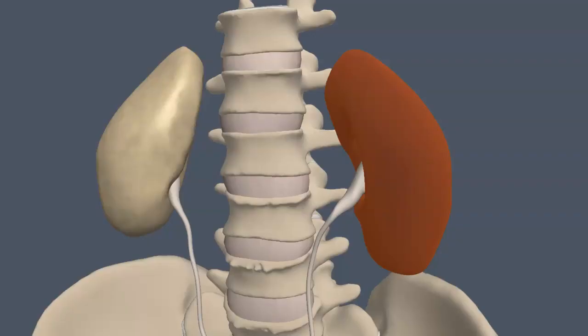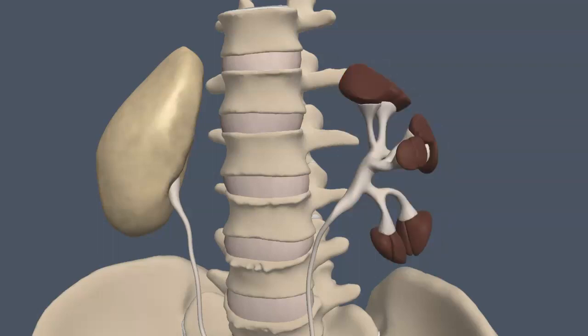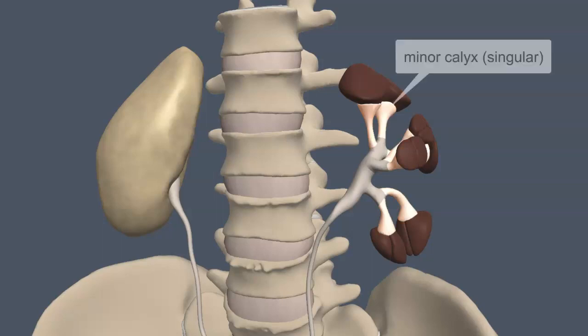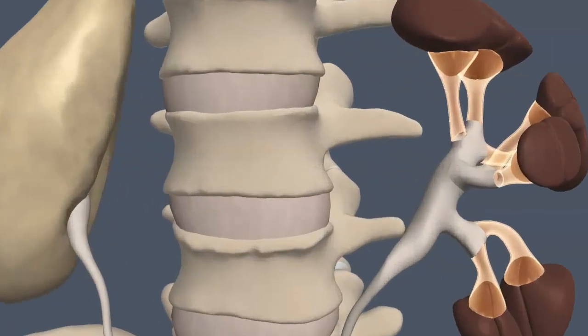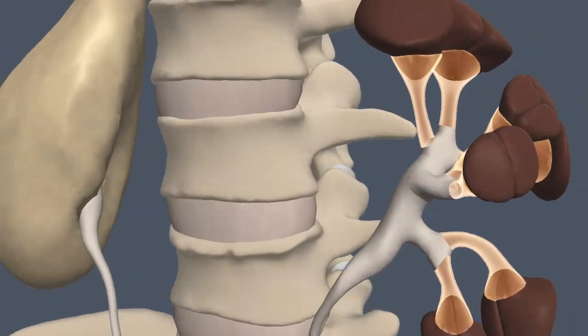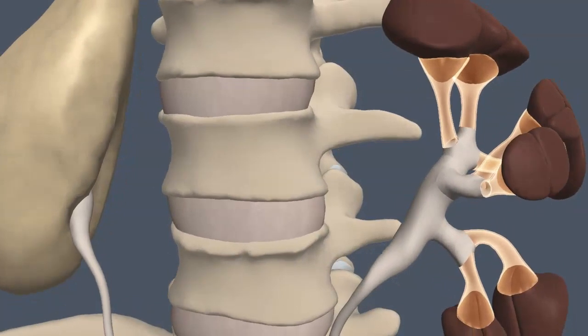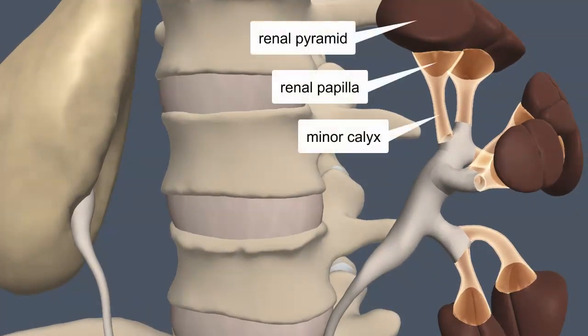Taking a closer look at the renal pelvis, let's take a look inside of the kidney where it is branching, and we can see that the renal pelvis is made up of small branches called minor calyces. A minor calyx is a branch that collects urine from a renal pyramid, and so you can see how the tips of the pyramids, the renal papillae, are jutting into the highlighted minor calyces.